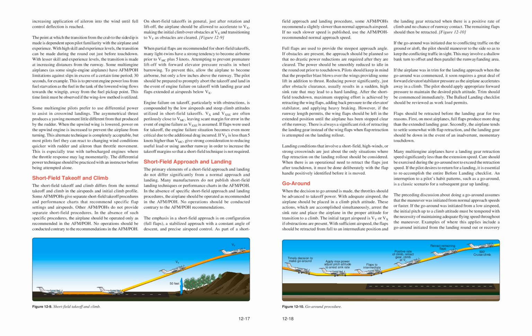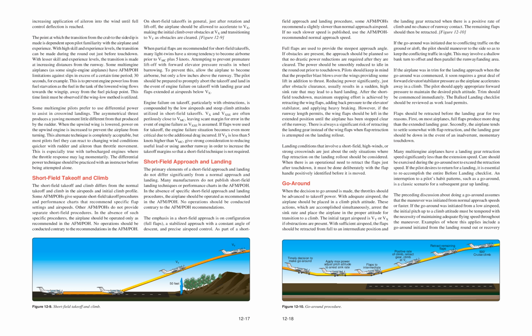The point at which the transition from the crab to the side slip is made is dependent upon pilot familiarity with the airplane and experience. With high skill and experience levels, the transition can be made during the roundout just before touchdown. With lesser skill and experience levels, the transition is made at increasing distances from the runway.